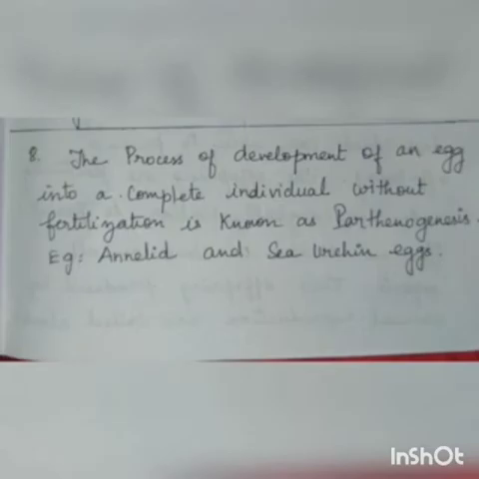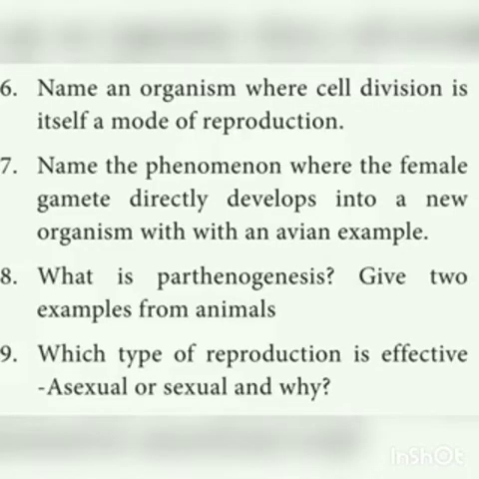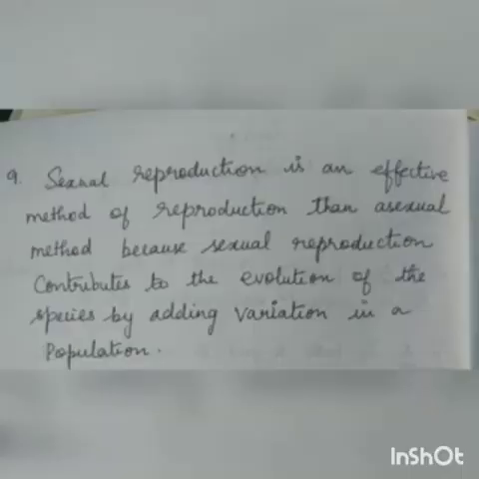Ninth question, which type of reproduction is effective, asexual or sexual? Why? Sexual reproduction is a more effective method of reproduction than the asexual method because sexual reproduction contributes to the evolution of species by adding variation in a population. Sexual reproduction involves the fusion of male and female gametes. The fusion of male and female gametes produces variation. Variation contributes more to evolution. Variation is the raw material for evolution. So sexual reproduction is effective.